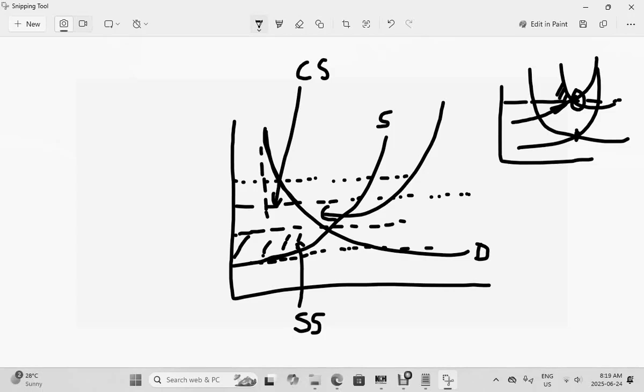When you add them both up, you will have something called total surplus or economic surplus. In both cases, whether you have a price floor or a price ceiling, the economic surplus will go down, either because the consumer surplus went down or because the producer surplus went down. So your total or economic surplus will be reduced.